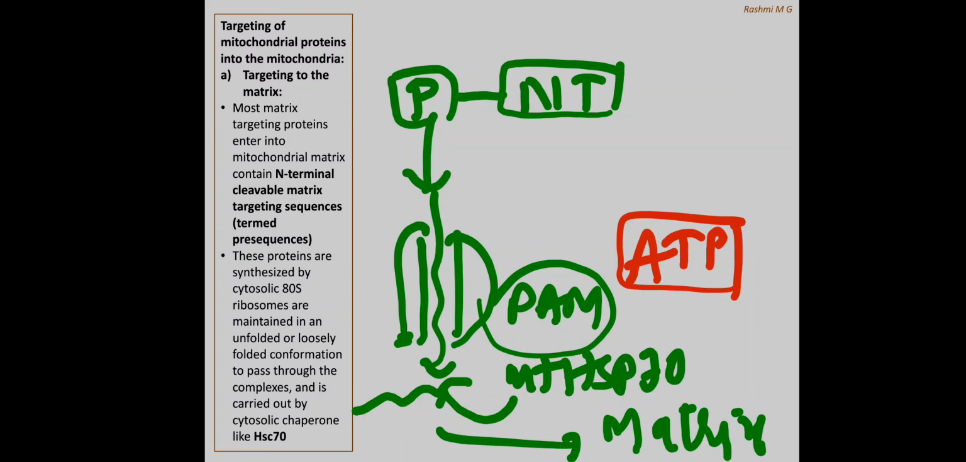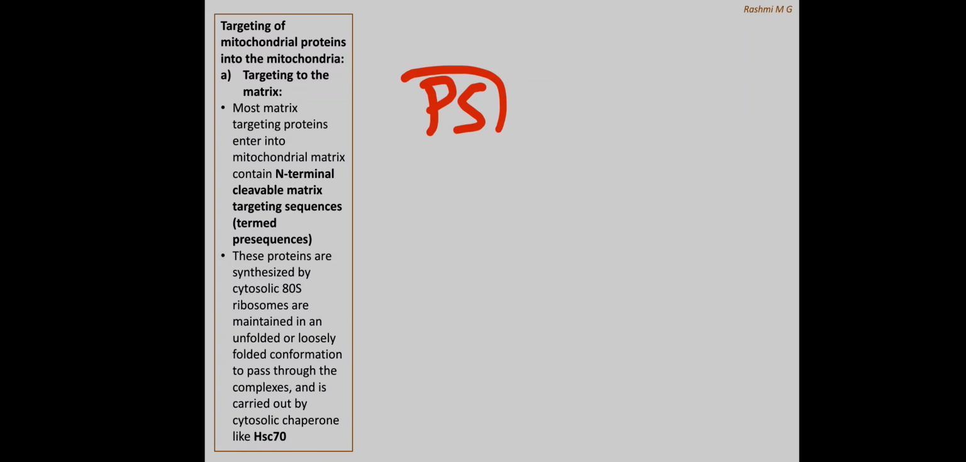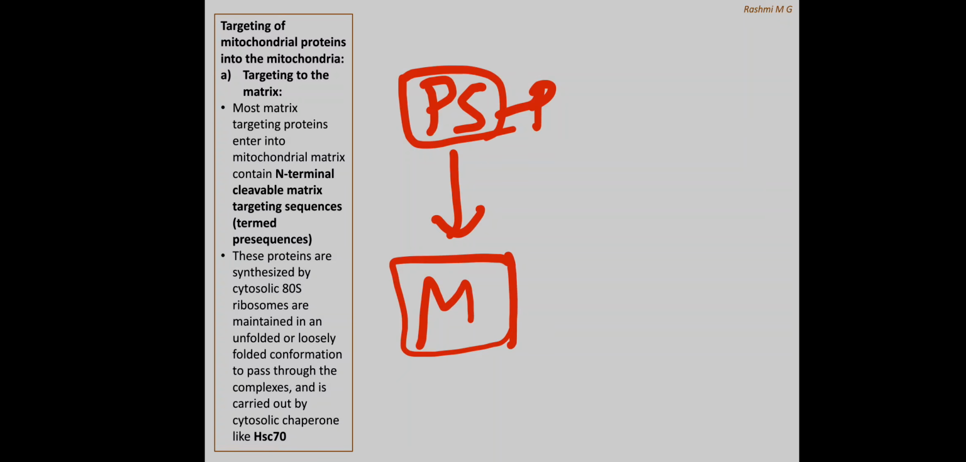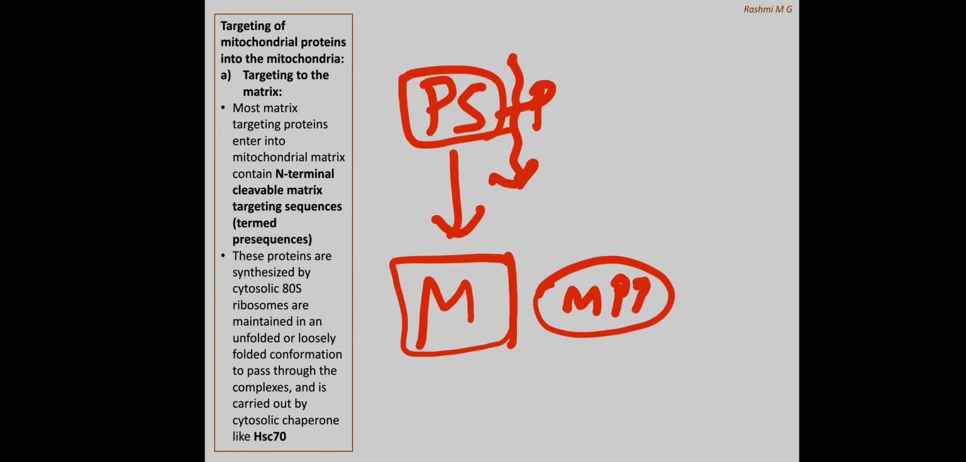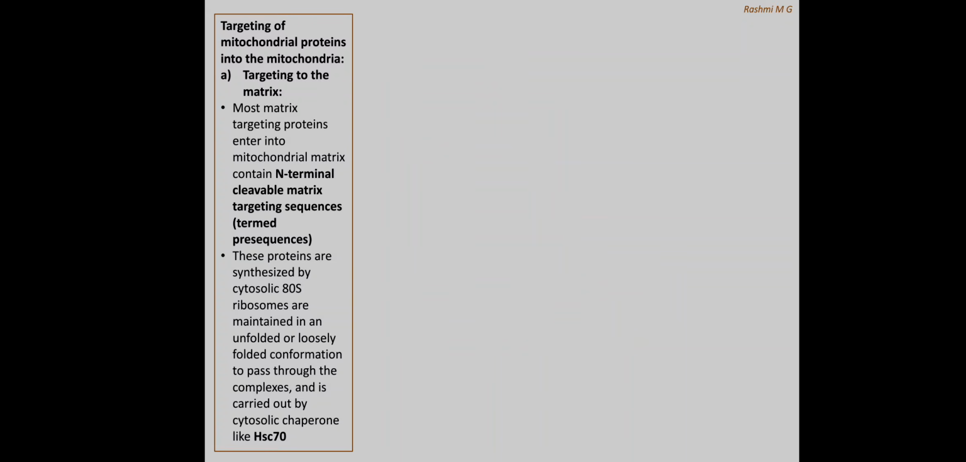The pre-sequence of the protein enters the matrix now. After entering into the matrix, there is the presence of MPP, that is mitochondrial processing peptidase. So the pre-sequence of the protein enters the matrix, where the pre-sequence is removed with the help of MPP. What is the pre-sequence? That is nothing but the N-terminal cleavable matrix targeting sequence.